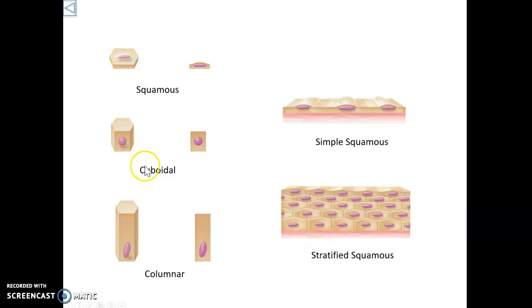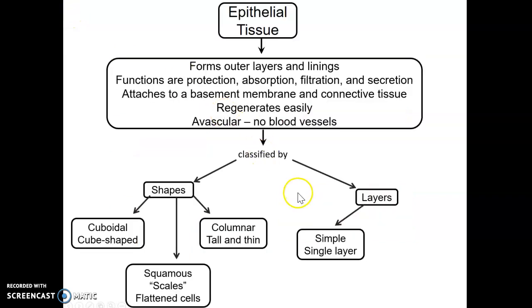If you had cuboidal cells that were stacked, they would be stratified cuboidal. If you had columnar, they would be stratified columnar. All right, and so that is our last layer. Stratified means that there's more than one layer. By combining their shapes and their layers, we can talk about these different types of epithelial tissue. We will stop there and talk more about what these different layers and shapes are used for in different parts of your body on the next note.